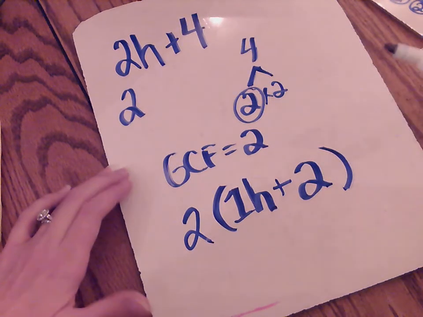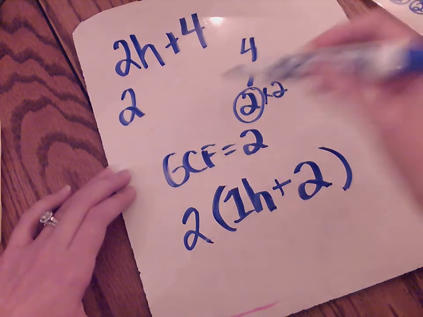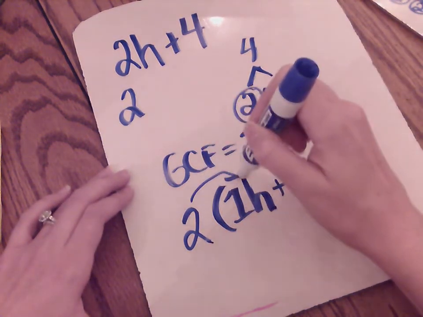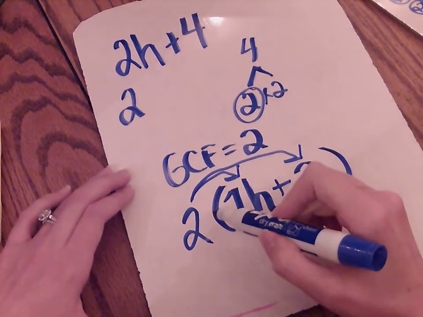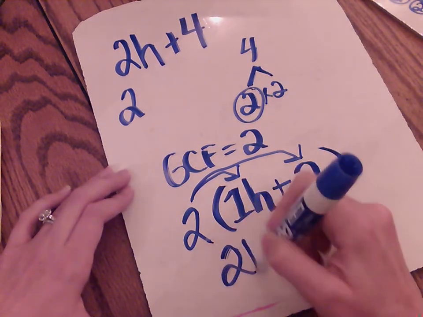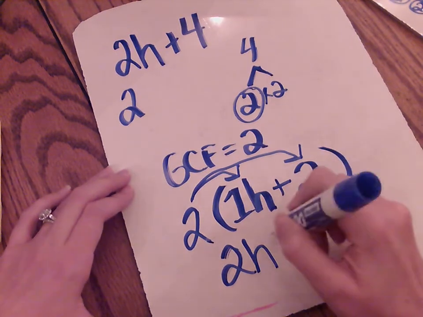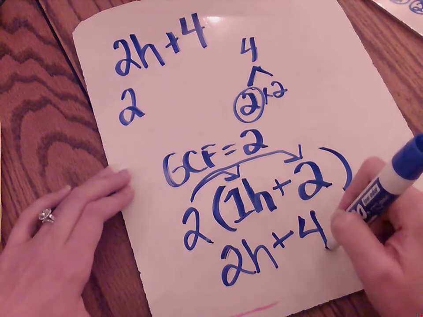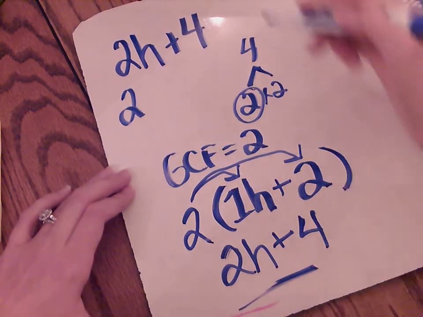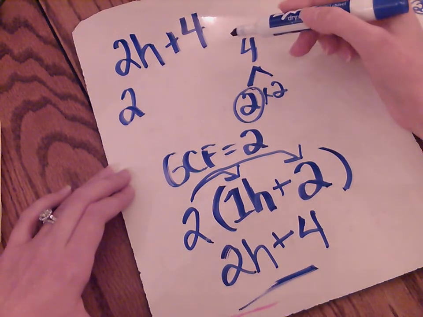and let's just double check that we have the original expression that we started with. I'm going to distribute 2 to each term inside the parentheses. 2 times 1h is going to be 2h plus 2 times 2, oh, that's going to be 4. Same as it was originally, and so it's correct.